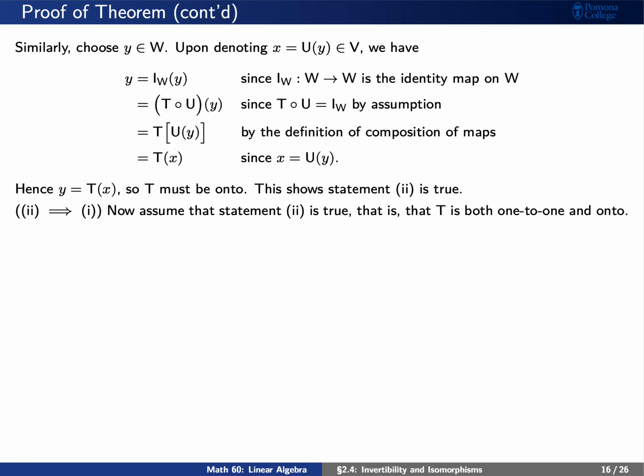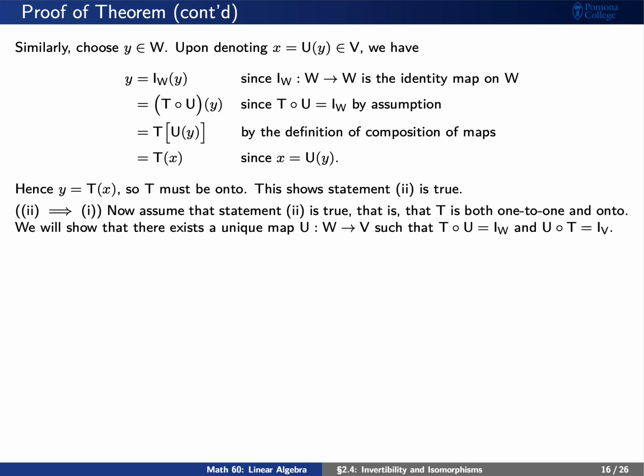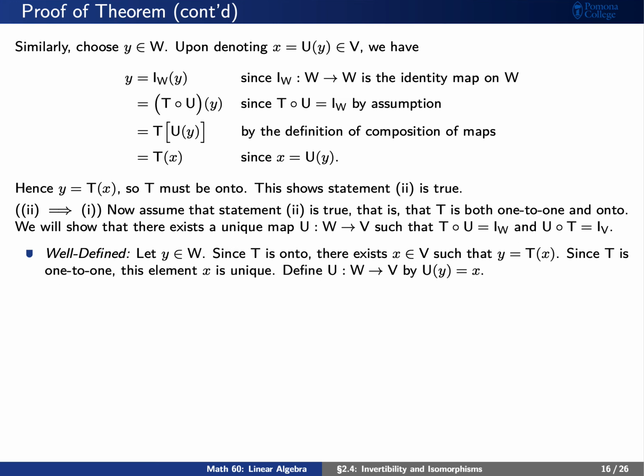Now we'll show that statement 2 implies statement 1. So let's assume that T is both 1-to-1 and onto. We'll need to show that there exists a map U such that T compose U is the identity and U compose T is the identity. First, let's actually write down a well-defined map. Since T is onto, given a y in the codomain W, we know that there exists an x in the domain V such that y equals T of x. Since T is 1-to-1, this element x is unique. So let's define our mapping U as the one that sends an element y in W to this x in V.